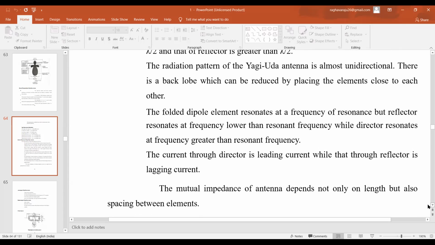The radiation pattern of the Yagi antenna is almost identical.